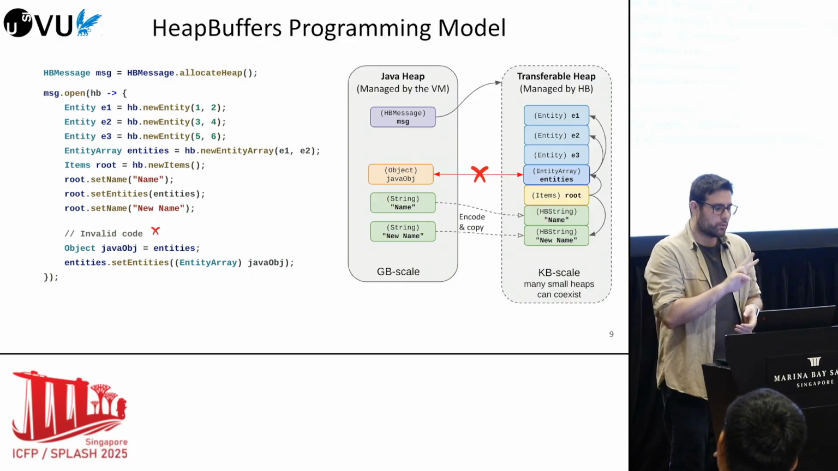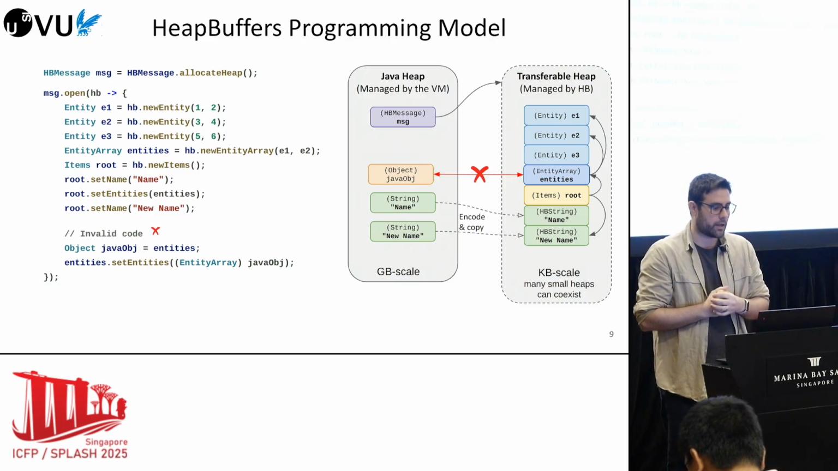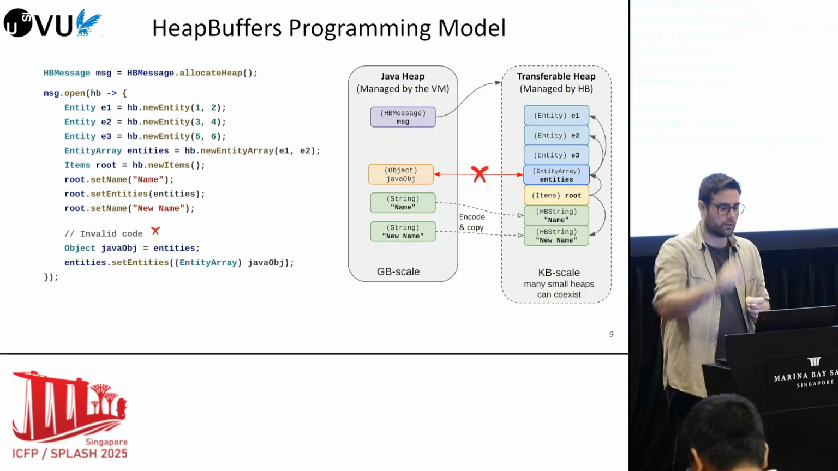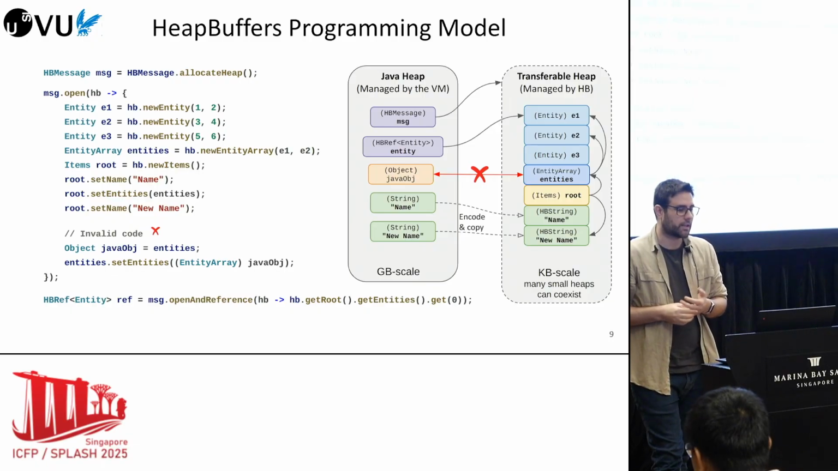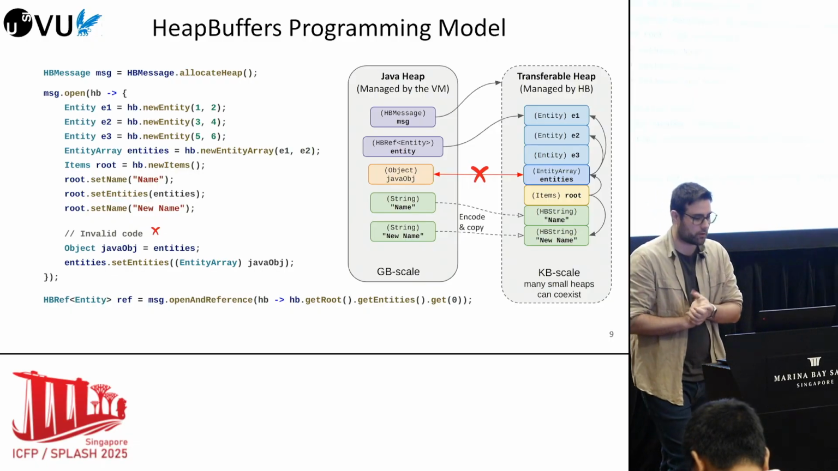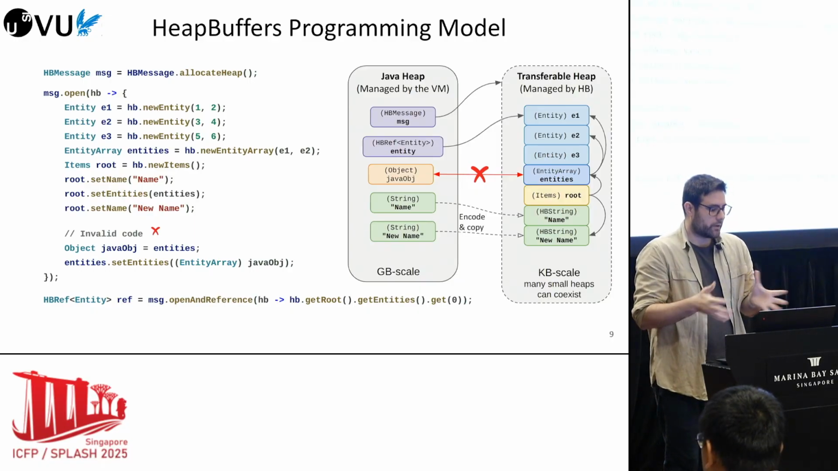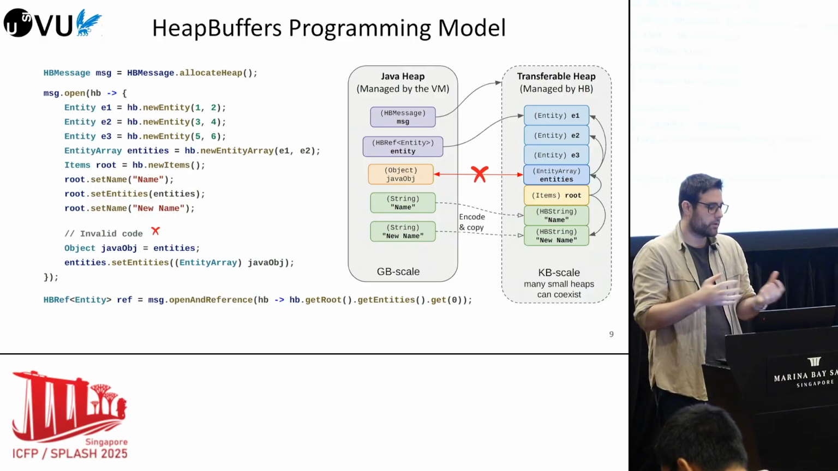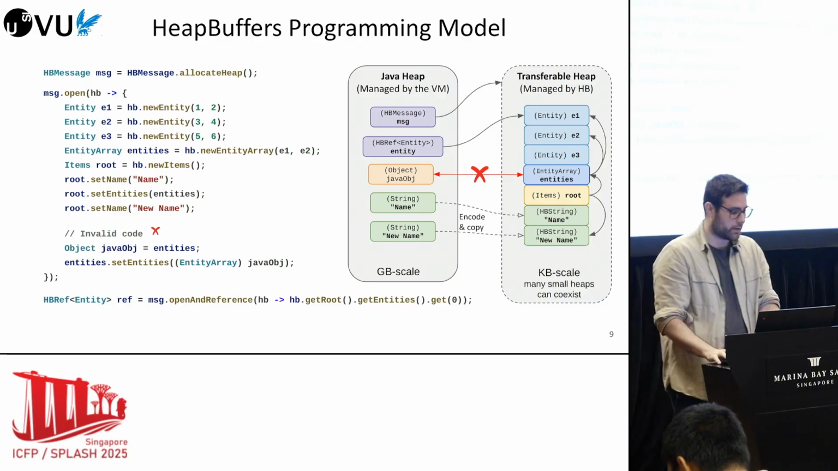We only allow two mechanisms to do it. One of them I already showed, which is the HP message in purple. So it always points to the root of the message. And then we have an additional mechanism, which is HP ref, that can be used to hold a reference to a HeapBuffer object. So this has weak reference semantics. It doesn't prevent the garbage collector from reclaiming the object. So before using it the next time, you need to check whether the reference is still valid.